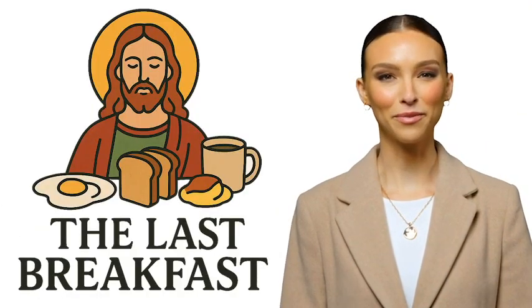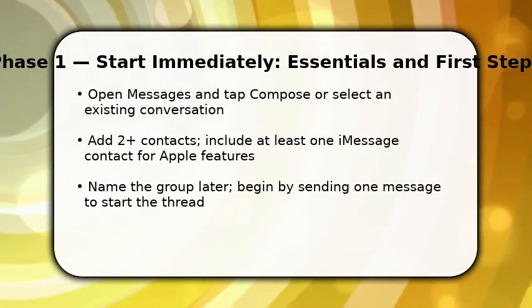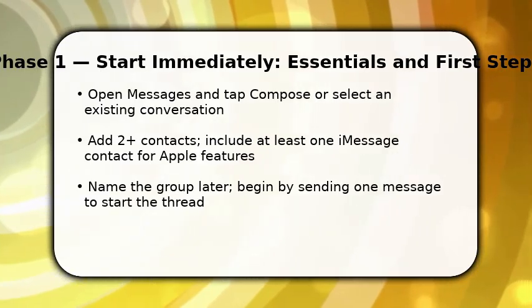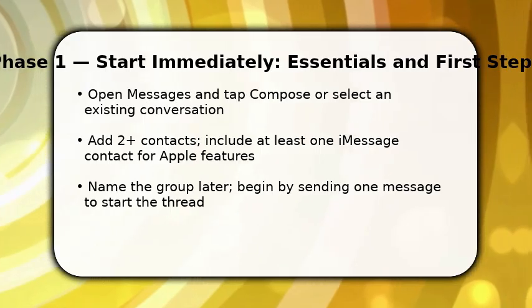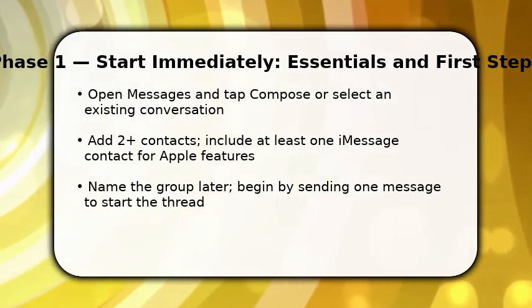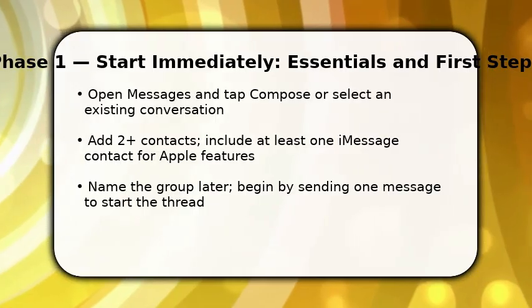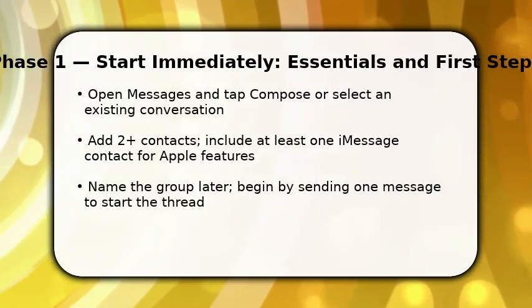Please enjoy the video. You start by opening Messages and tapping Compose, or by picking a conversation. Then add 2 or more recipients. You need at least one iMessage contact to use Apple-specific features. Otherwise, the thread falls back to SMS.